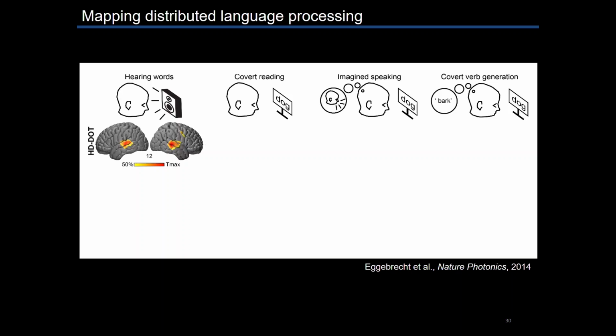Anyway, this is data averaged across 5 people with DOT and also 5 people with fMRI. Again, hearing words, like you listening to me talk now, shows strong activations in bilateral auditory cortex.